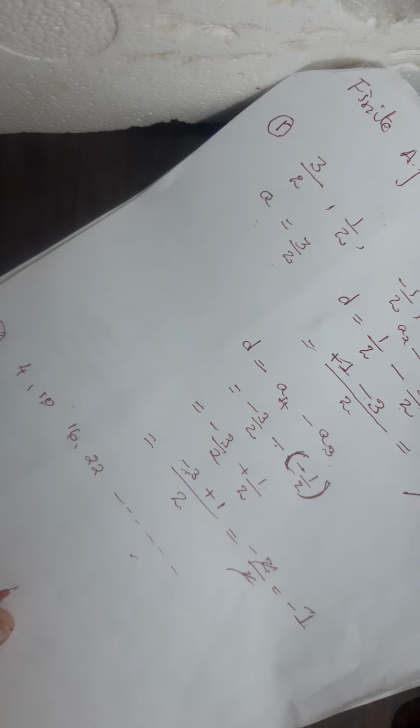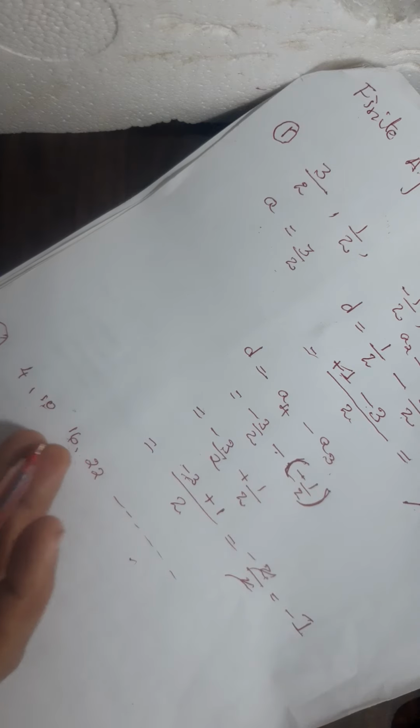Therefore, which of the following list of numbers form an AP? They are asking the question there. Surely this is an AP because you are getting the same common difference. That's why it's an AP. So you should answer like that.